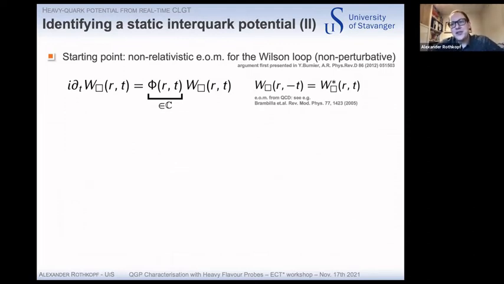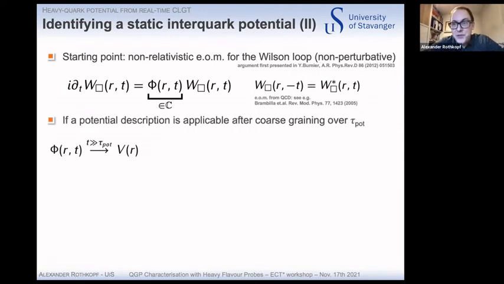The point that I would like to emphasize is that the way we first showed and argued for in 2012 is a truly non-perturbative argument, and it is based on two facts that you can derive from QCD. The first one is that the most general equation of motion for the Wilson loop is the one that you see here on the left. The time derivative of the Wilson loop, because it's a non-relativistic object, is just given by some complex function multiplied by the Wilson loop, and that complex function can have a dependence on r and t. And the Wilson loop, if you flip the time component, just turns into its complex conjugate. So these are non-perturbative relations that you can establish.